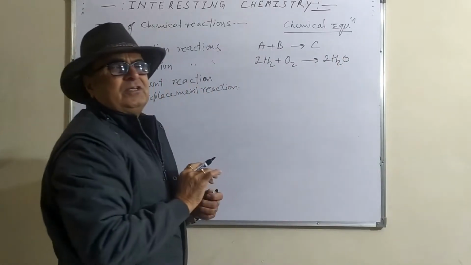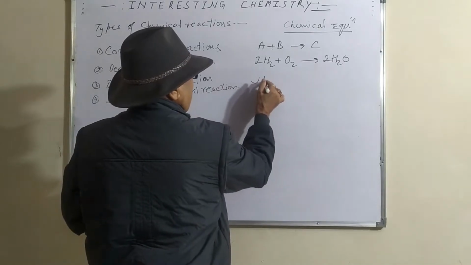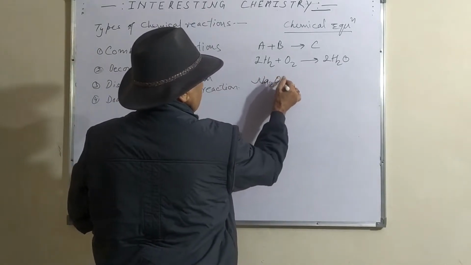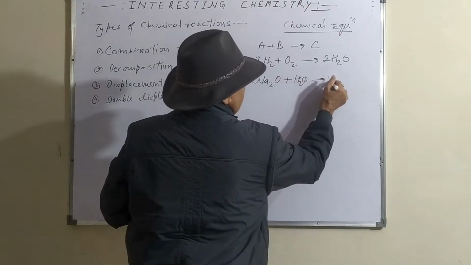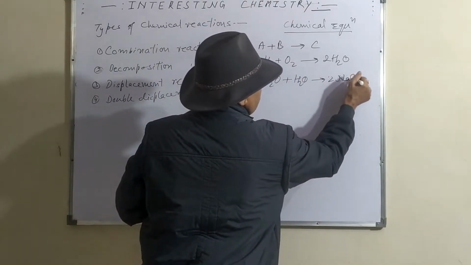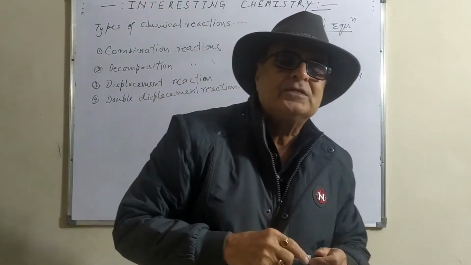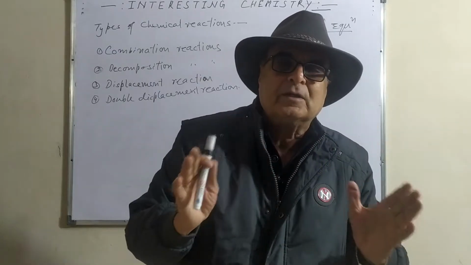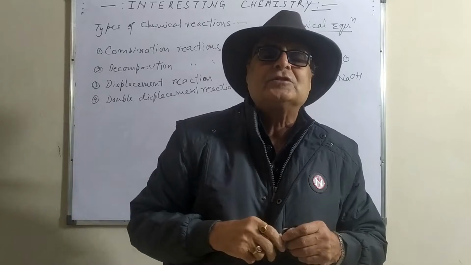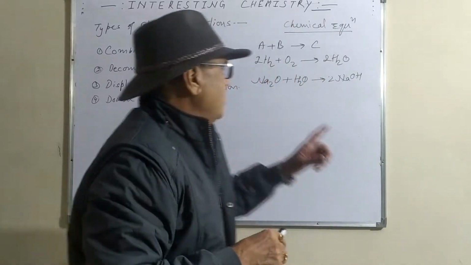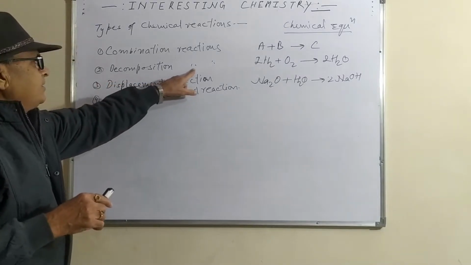This is a combination reaction. Again, suppose this is sodium oxide Na2O, you will write here 2NaOH. These are combination reactions, and I have given many examples in my previous video about the combination reaction and told you how to balance it. Now today I am going to teach you about the decomposition reaction.